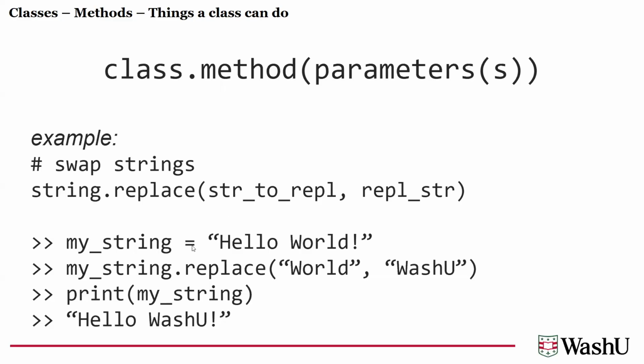So for example, say we have a string that says hello world exclamation point. And we run the replace method and we say, okay, Python, find all of the instances of world, this string here, and replace them with WashU. So then if we print out my string again, the string is going to say hello WashU instead of hello world, because it has replaced the instance of world with WashU.